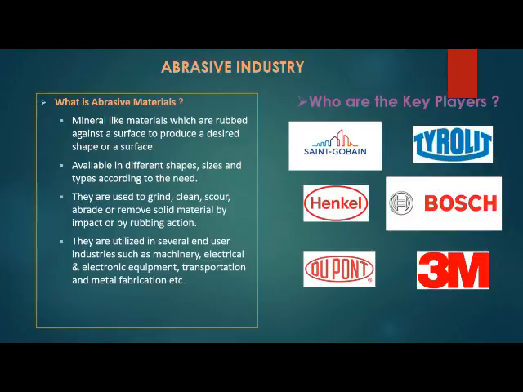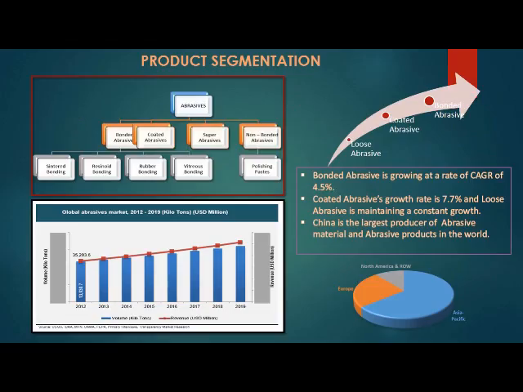The revenue generated by the global abrasive industry was around 35,000 million USD in 2012, which is expected to increase to around 52,000 million USD by 2019, growing at a CAGR of 5.5% from 2012 to 2019.